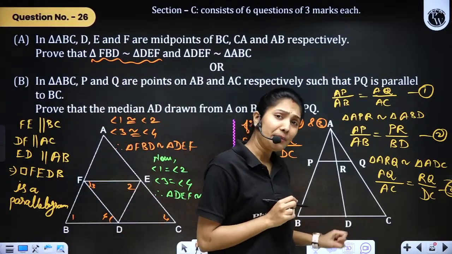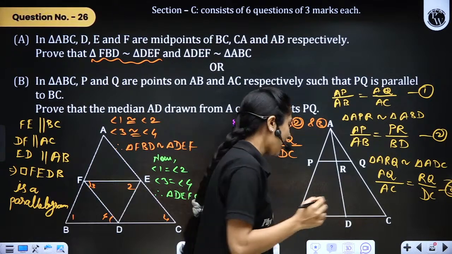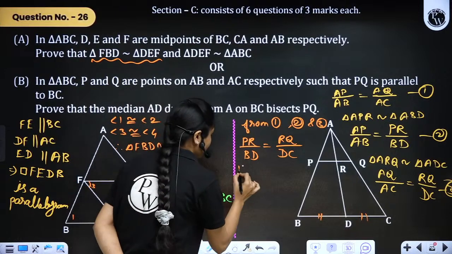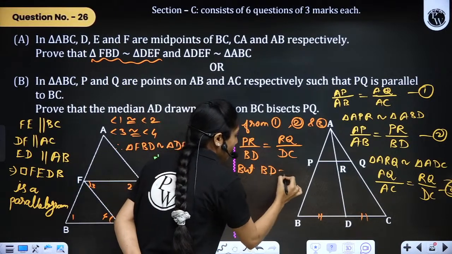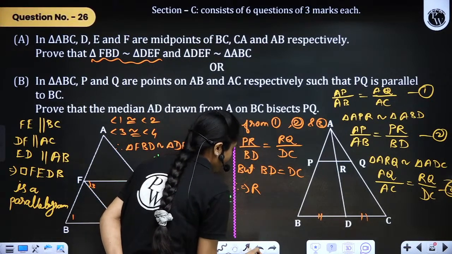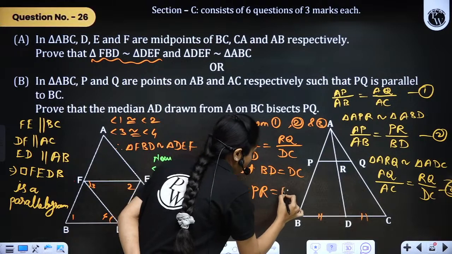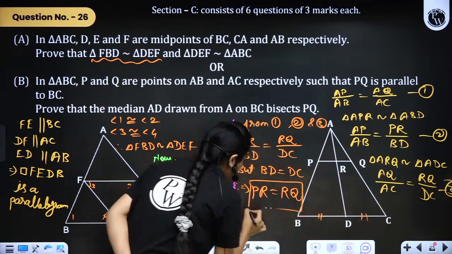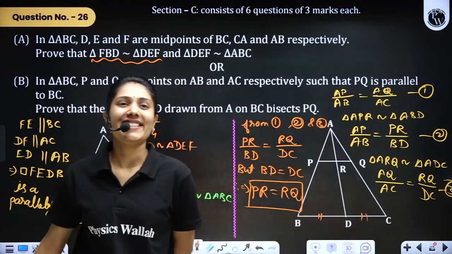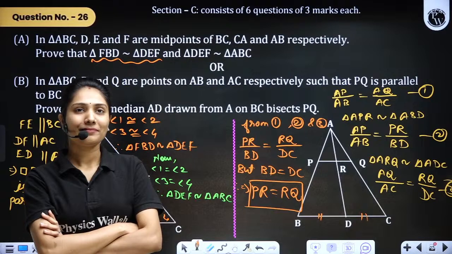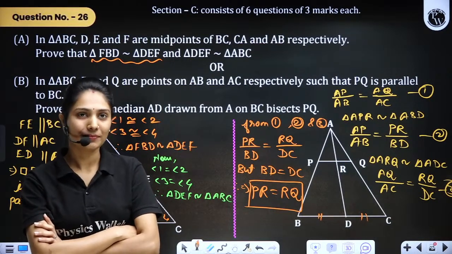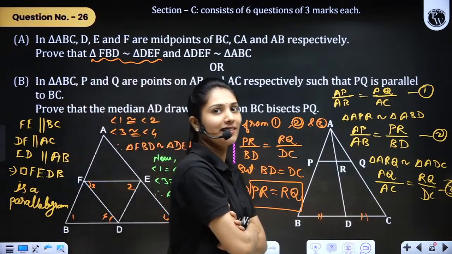But AD is the median, no beta. AD is the median, and since AD is the median, BD is equal to DC. Right? But BD is equal to DC. Therefore, it implies PR is equal to RQ, which we needed to prove. Is that clear? Hence proved.